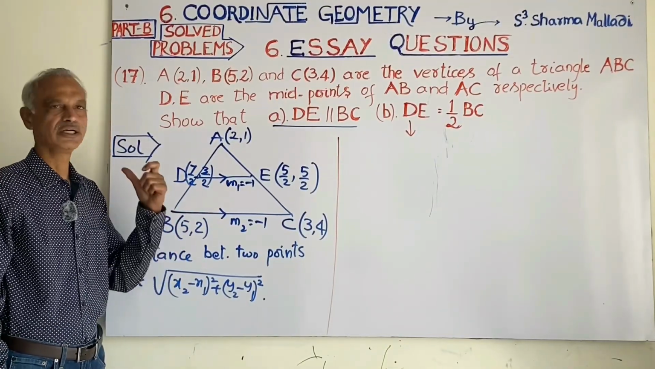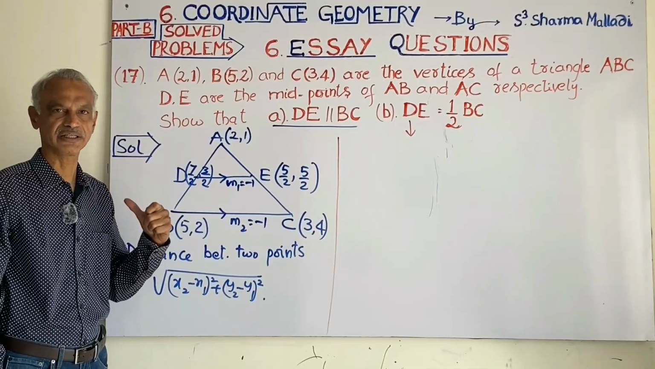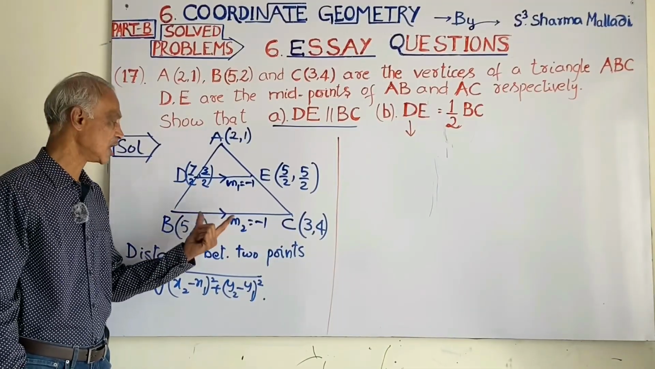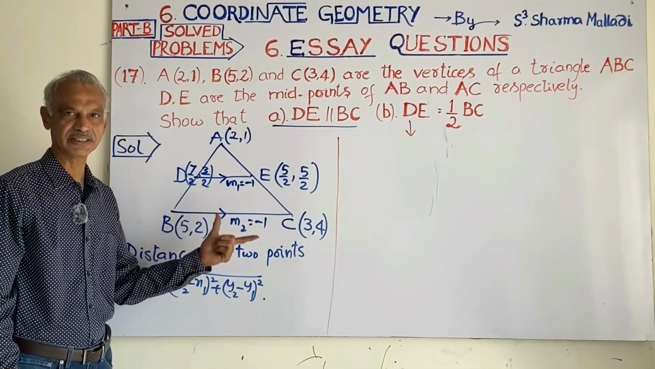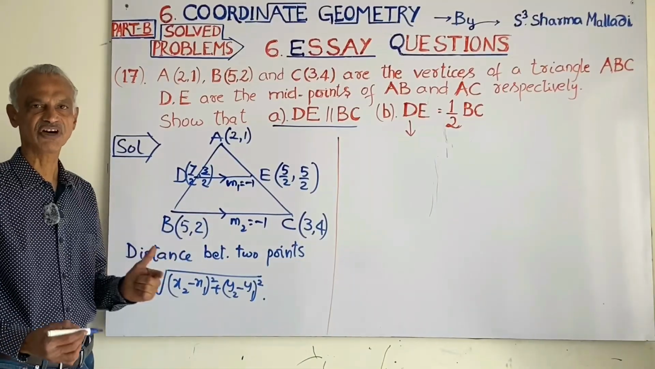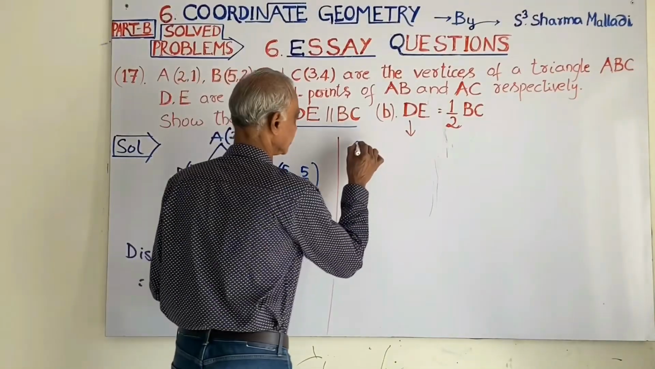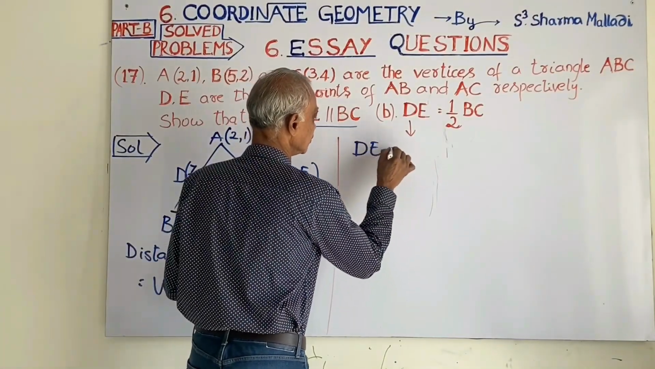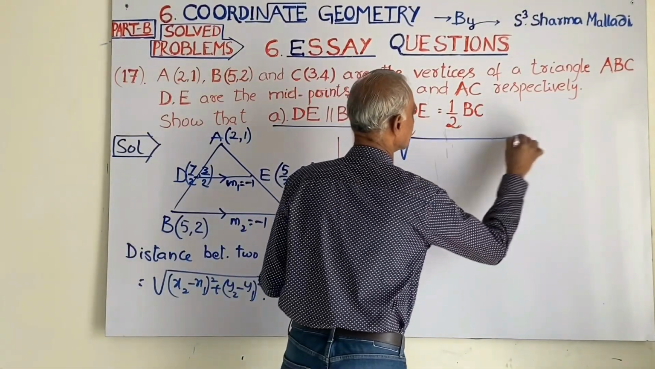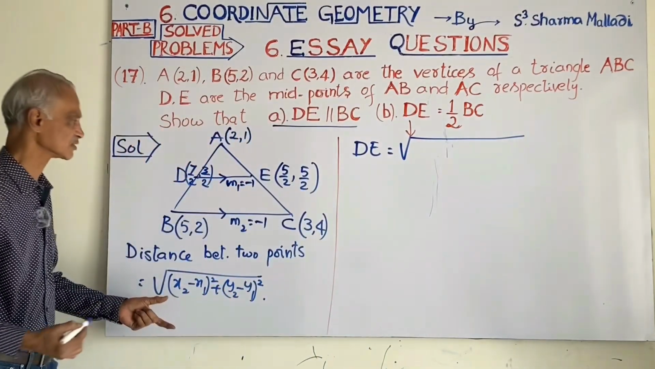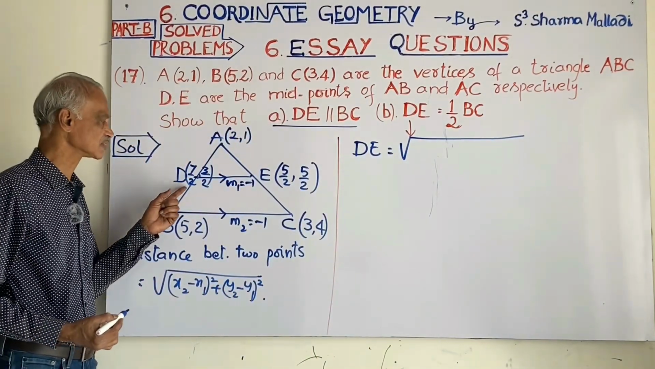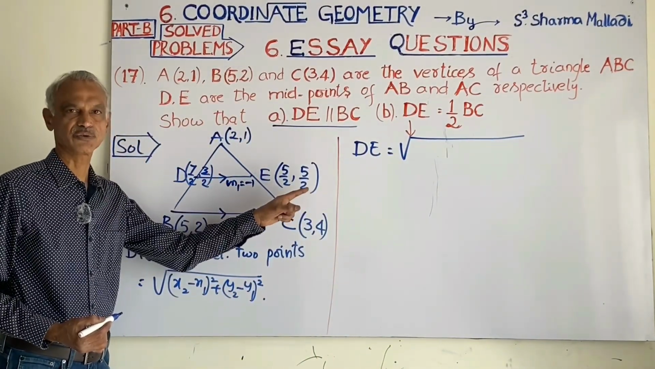We have to show the distance between D and E must be equal to half of the distance between B and C. DE is equal to half of BC. First we will find out the distance between D and E. DE is equal to, we know the formula, x2 minus x1 whole square. This is x1 y1 and this is x2 y2.